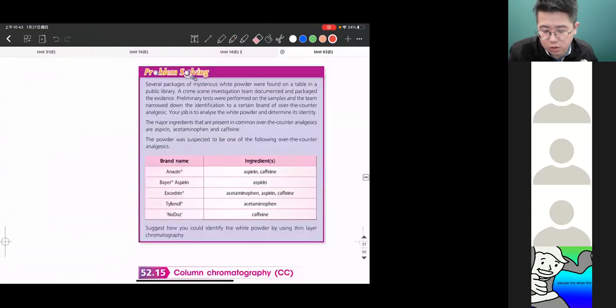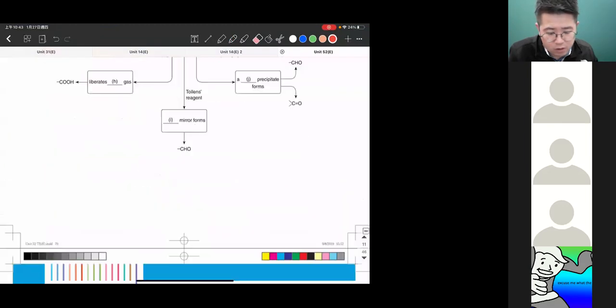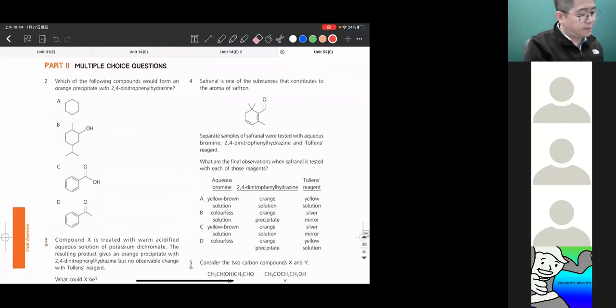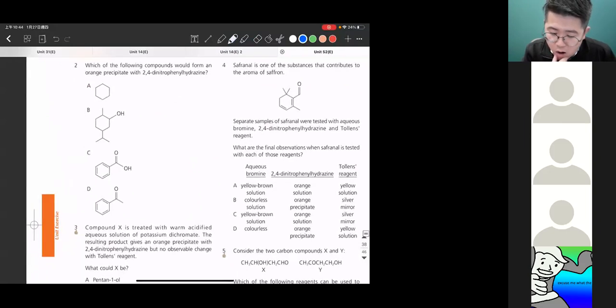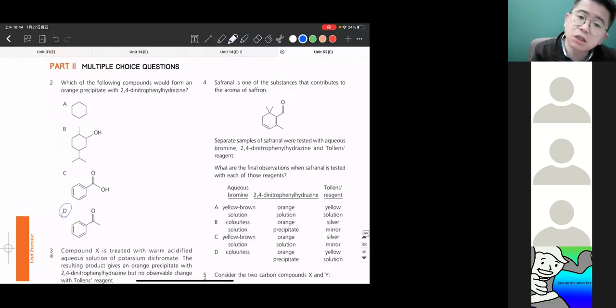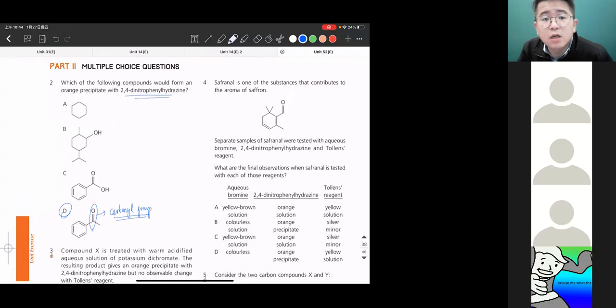Now go to the exercise to get to know more about that. Multiple choice, question 2. Which of the four compounds would form an orange precipitate with 2,4-dinitrophenylhydrazine? D. Why? Yes, it is a ketone, the only one which contains a carbonyl group. That is the reason. There is a reaction between 2,4-dinitrophenylhydrazine and the carbonyl group, but for the others, there is no carbonyl group.